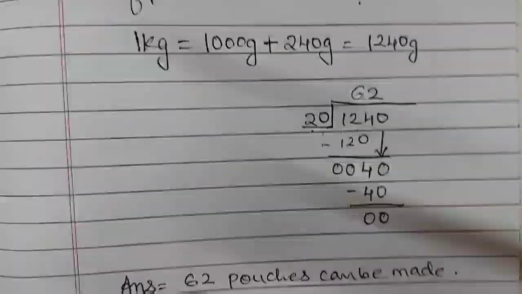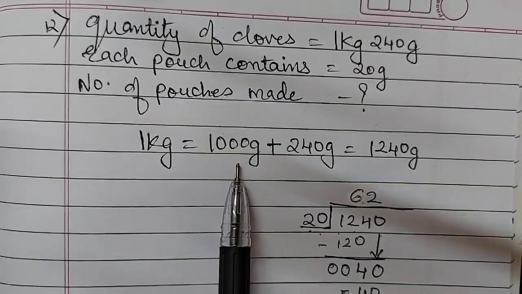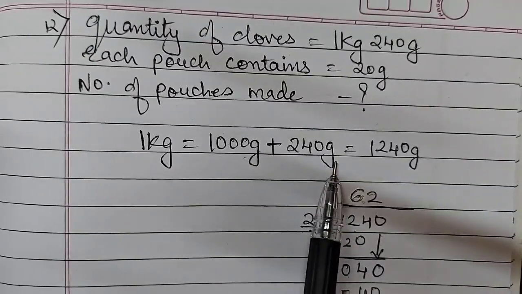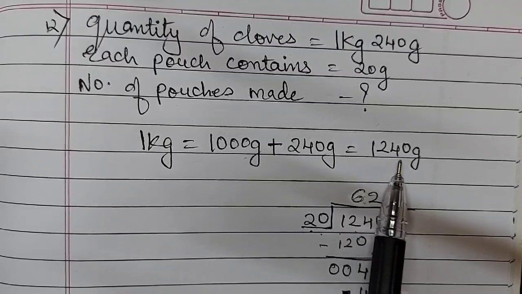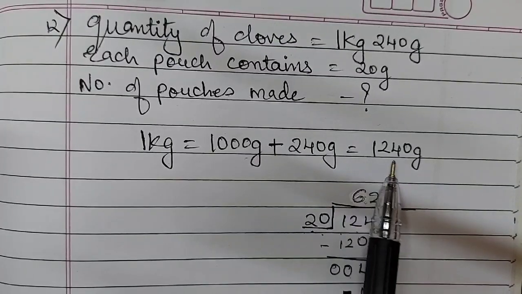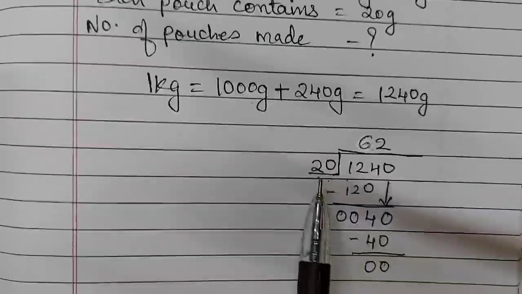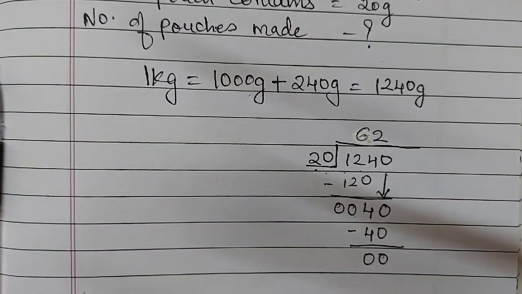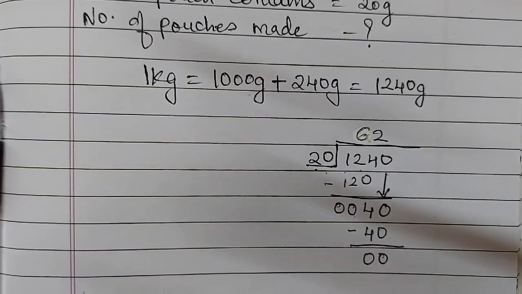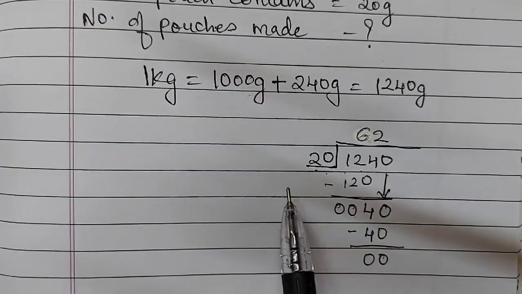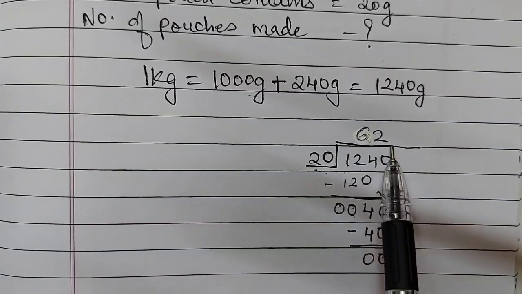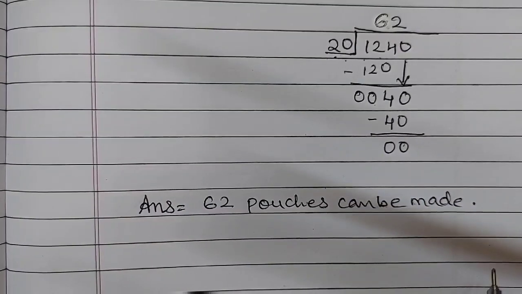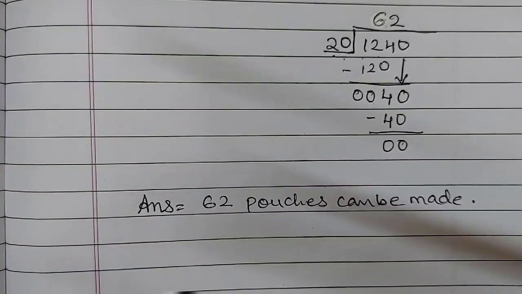Right, children? Understood how we did? First we converted kilogram into grams, then added 240 grams. The total becomes 1240 grams. Now it has to be divided by 20. Now what is this 20? Quantity of cloves in one pouch. So it has to be divided by 20, and we got the answer 62. So 62 pouches can be made. Understood, children?